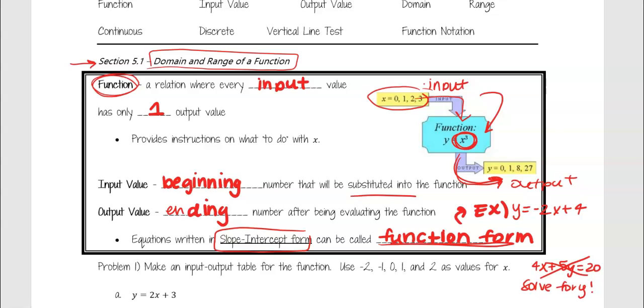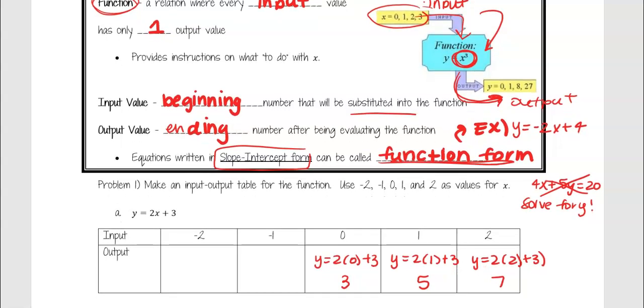So let's check out this first problem here. It says make an input-output table for the function. Here's our function using these x values. So I've got this table. Input, remember, is our x values, output is our y values, and we're using this function. So we're using these directions right here. Input value, beginning number that we will substitute into the function. So I take my function and I'm substituting negative 2 in for x. So I'm going to have y equals 2 times negative 2 plus 3.